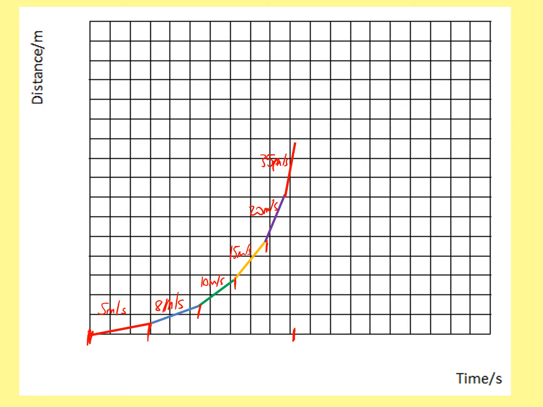Now, if this were to happen over a very short amount of time, if a car or an object was going to get quicker over a very short amount of time, it might look like a curve. A curve on a graph is just made up of lots of short, straight lines that gradually get faster and faster and faster.